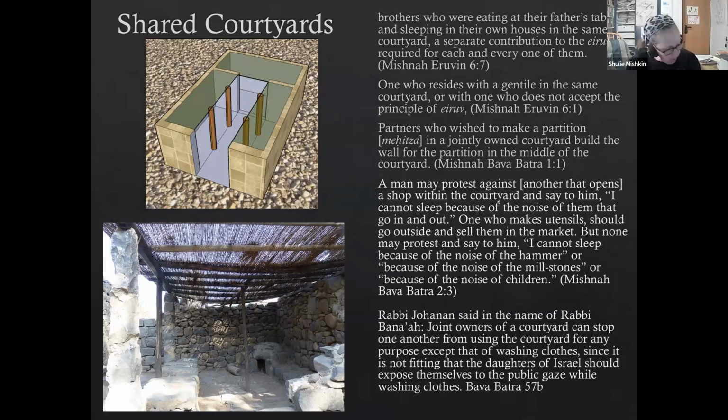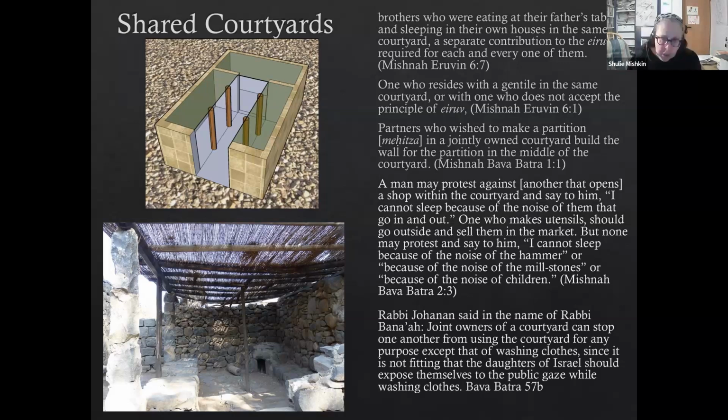And we have this other very interesting statement. Rabbi Yochanan said in the name of Rabbi Bana, joint owners of a courtyard can stop one another from using the courtyard for any purpose, right? They can stop each other. And realize all these things are not halacha in the sense of Hilchot Shabbat. It's halacha in the sense of societal conventions, right? Everybody can come to an agreement together. It's not a black and white answer.